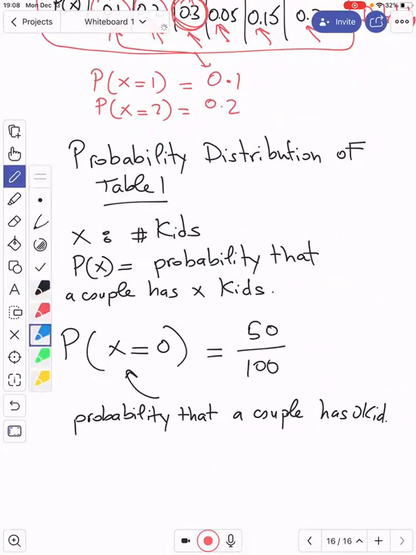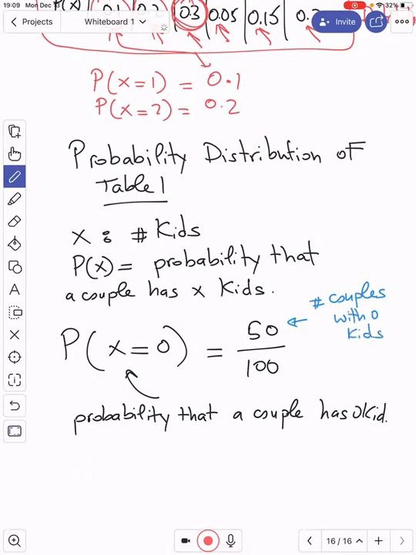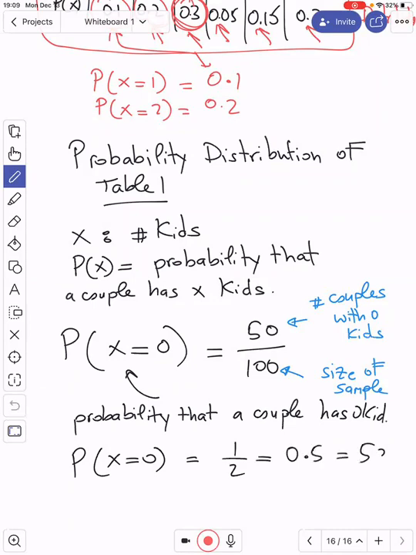The 50 is the number of couples with 0 kids. And this is the size of the sample, the 100. We have 100 couples in total. So the probability that X is equal to 0 is just 50 over 100, which is, of course, 1/2. So the probability that X is 0 is 1/2, or 0.5, or 50%.